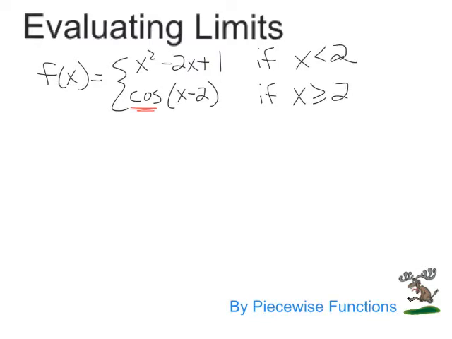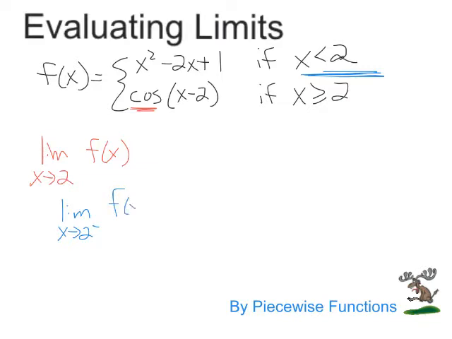If you're being asked to find the limit of f of x as x approaches 2, we notice that that's the point where we break between the two functions, and so we're really going to need to find both the left-hand limit and the right-hand limit. So if we split it up and we get the same value, then we know the value of the limit.